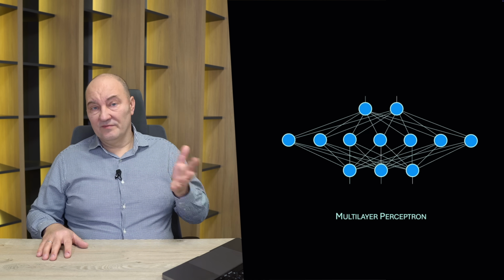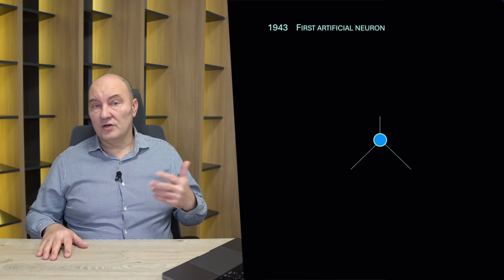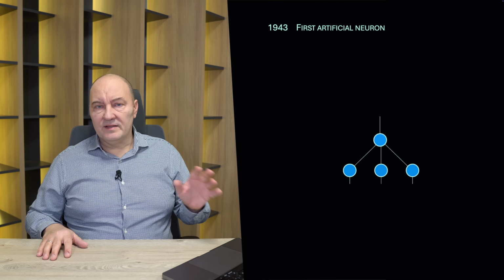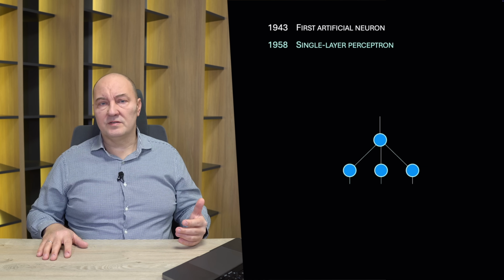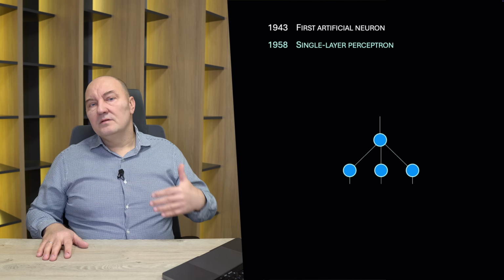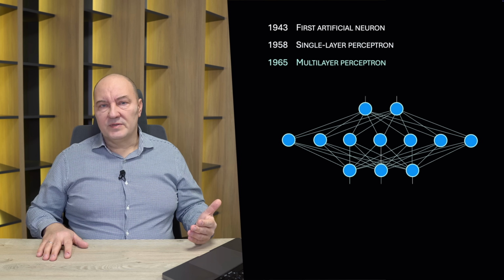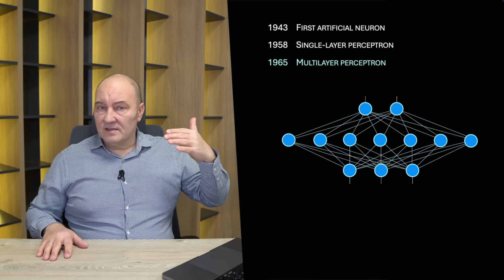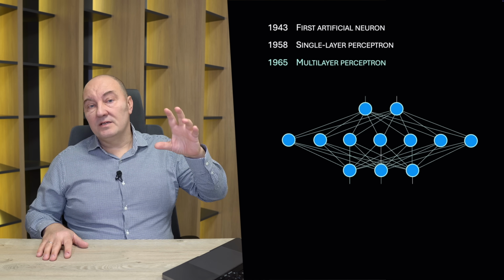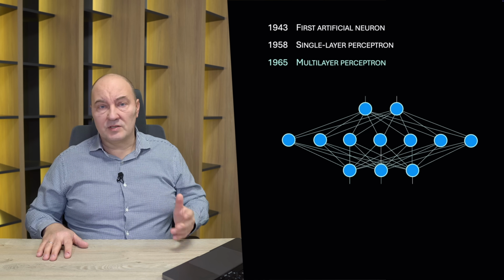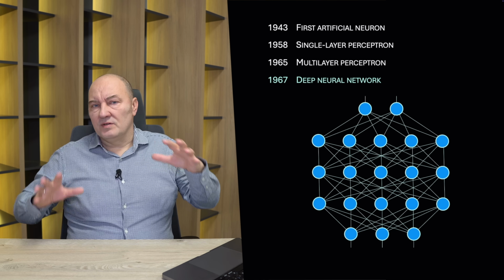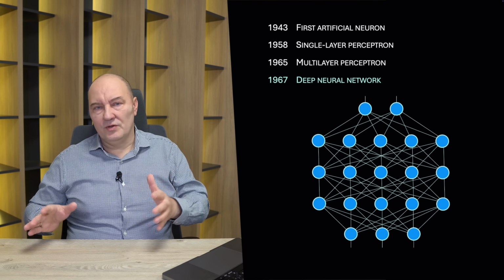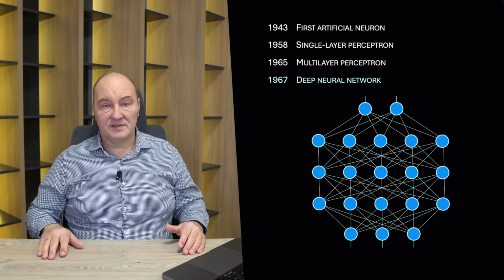The history is very interesting here. It started in 1943 with the first artificial neuron explained, and then in 1958 the first single-layer perceptron was designed. Then the multi-layer perceptron followed, and perceptrons with multiple layers, which we call today deep neural networks, were also built during the 1960s. So the history of deep neural networks is not new, it's more than half a century old.